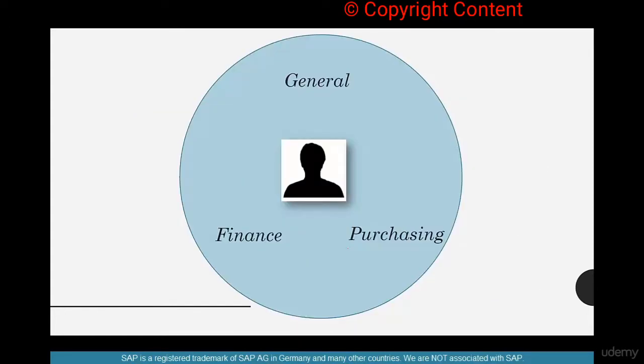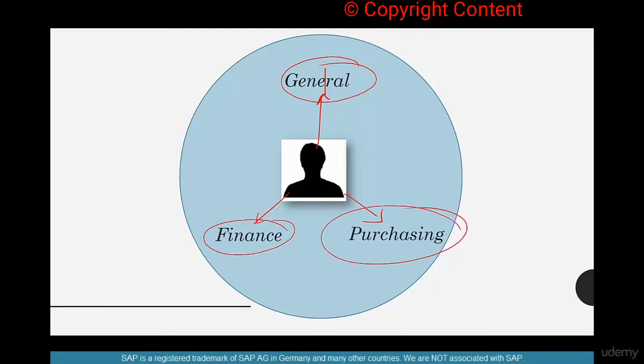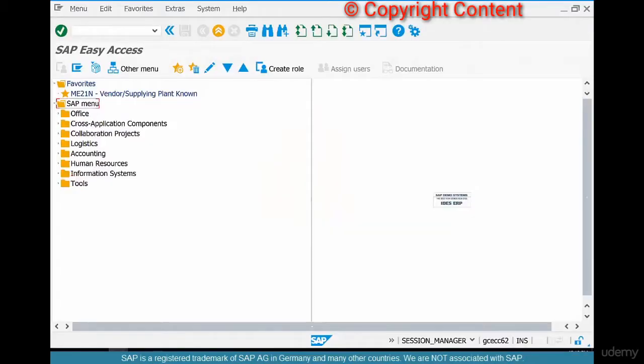So how is a vendor master structured? Just like the material master has so many different views, a vendor master also has three views. The general view, which contains name, number, etc., the finance view and the purchasing view. General view, finance view, and purchasing view. So let's go create a vendor.